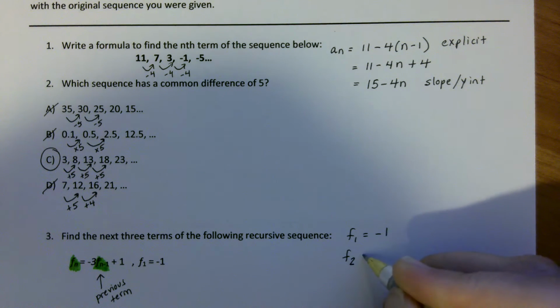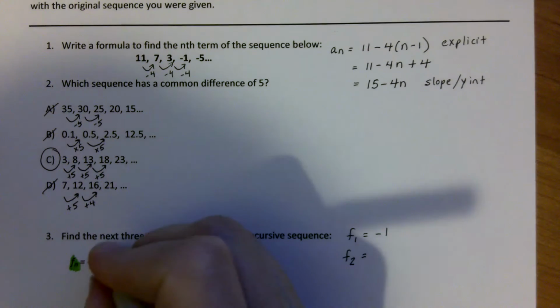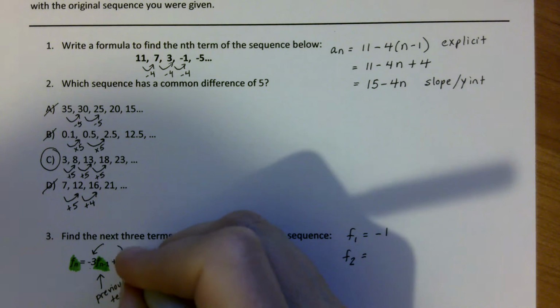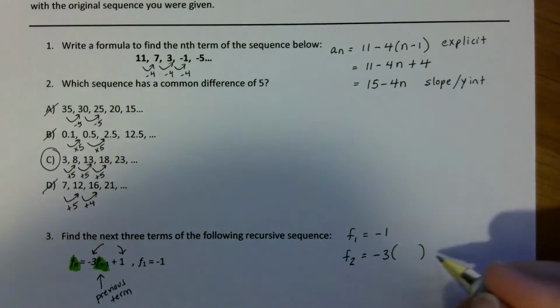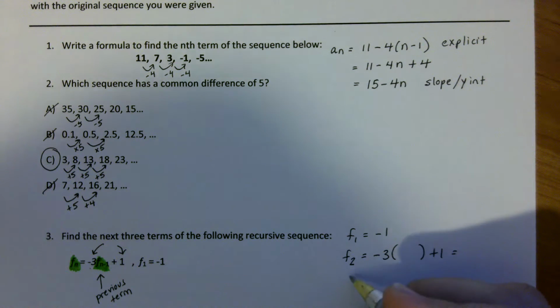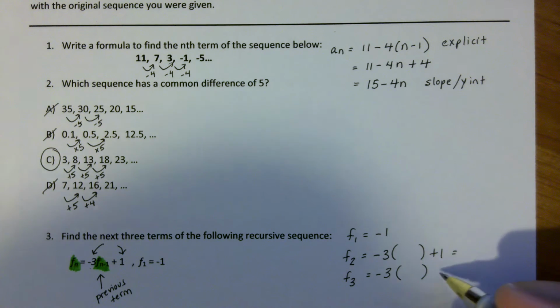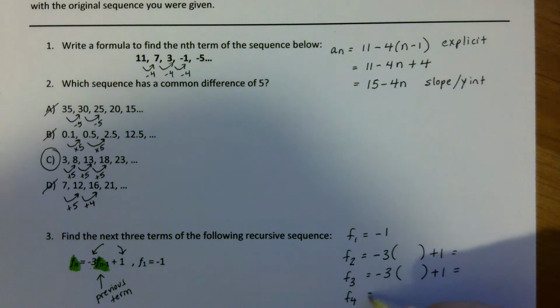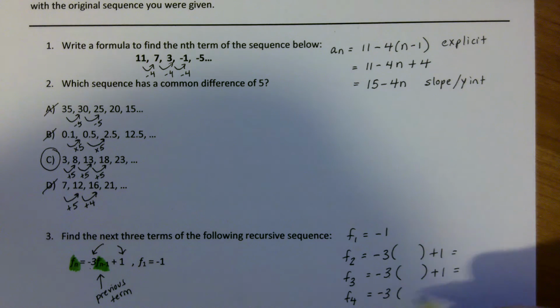F sub 2, I'm going to take the value of the previous term, multiply by -3, and then add 1. So I'm going to multiply my previous term by -3 and add 1. And every time I get to the next term, I do that same pattern. I'm going to take the previous term, multiply by -3, and then add 1. I needed to find the next 3 terms, which means the second, third, and fourth term, and I will do the same pattern.